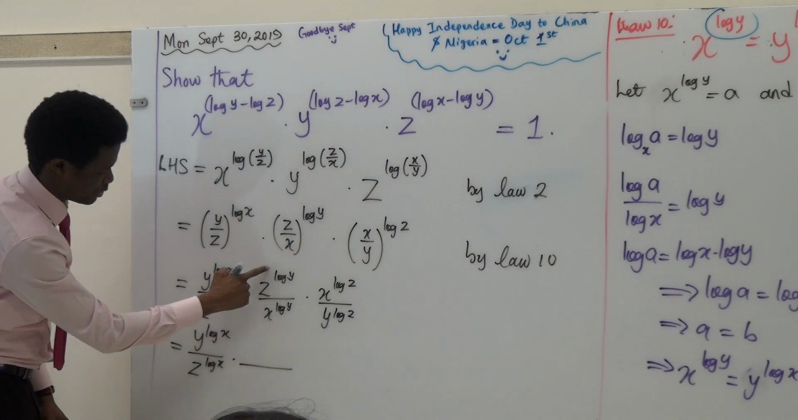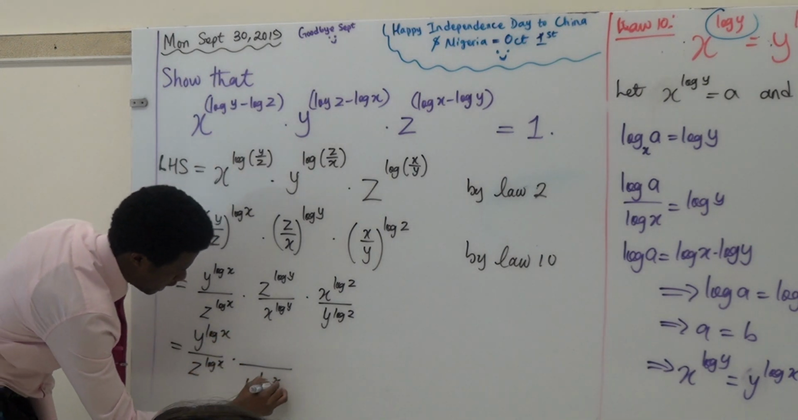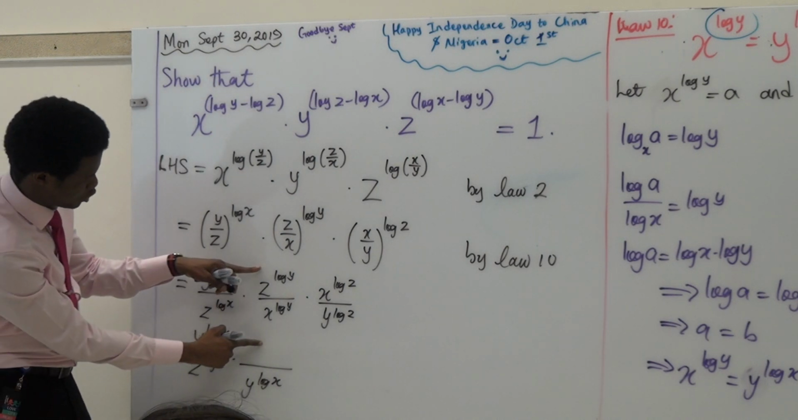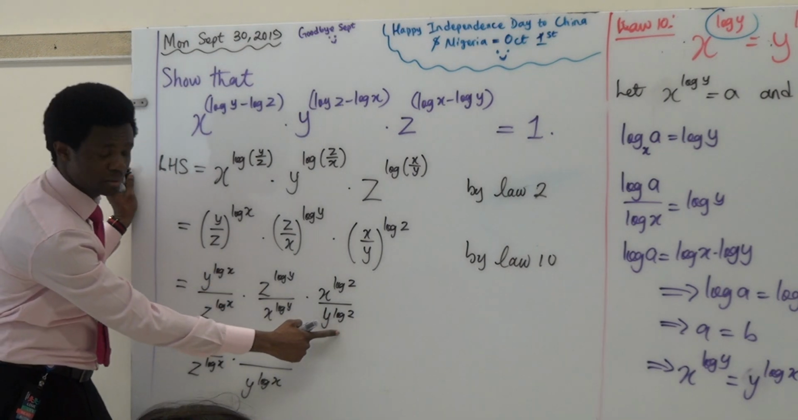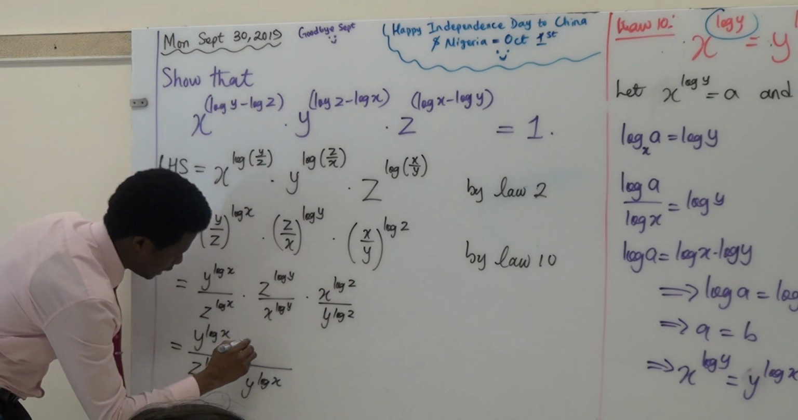I don't have a business with that yet. But here I can change it to Y to power log X. Before I change this, I need to be sure: if I leave this the way it is, then I will have to change that. And because I left this the way it is, I'm going to have to change this. So I'm going to leave this the way it is.